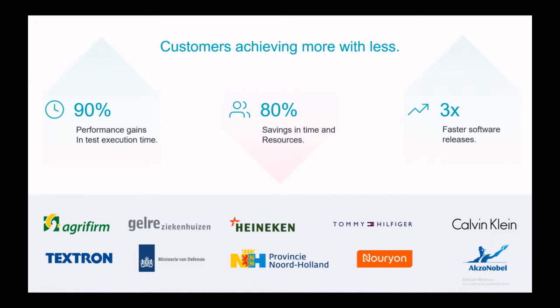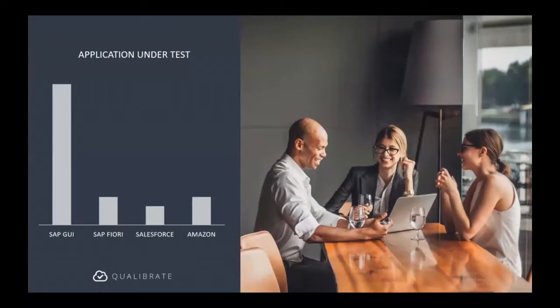But I think we had enough slides. I would like to dive into the demonstration together. Since you all registered for this webinar through our website, we asked you to tell us what kind of application you would like to see tested. As you could see in the graph, most of you chose the SAP GUI system. Therefore, I would like to show you a demonstration with Qualibrate on the SAP GUI system. Please don't feel sad if you chose Fiori, Salesforce, Amazon, or any other application. If after this demonstration you would like to see Qualibrate work on any other application, please feel free to reach out to me. Okay, let's move into the demonstration, guys.